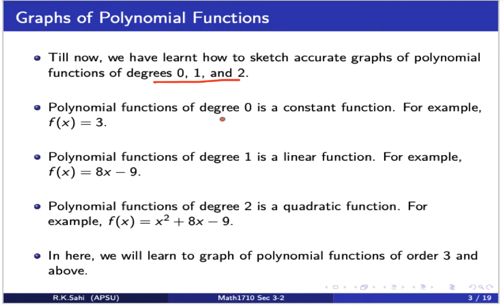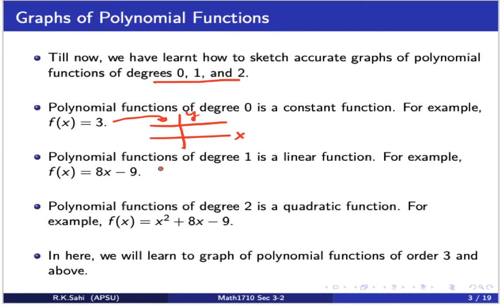Polynomial functions of degree 0 is a simple constant function. For example, f(x) equals 3. And we all know that the graph of this polynomial function, which is a constant, is a horizontal line. So this is f(x) equals 3. So remember, this is my x. The vertical line is my y.